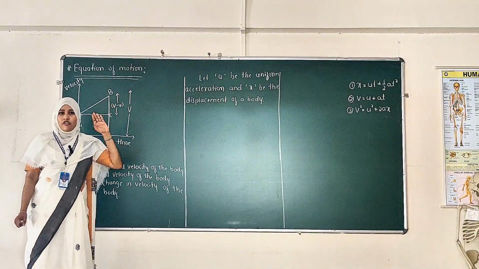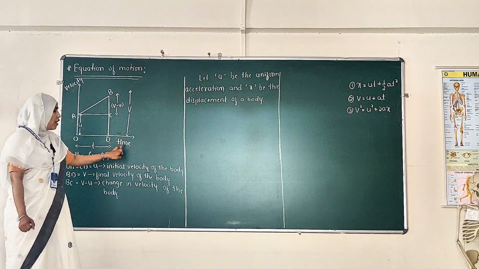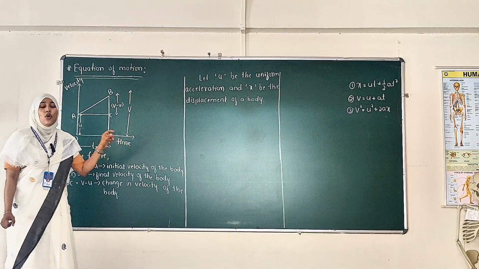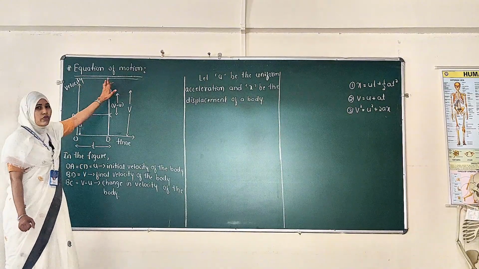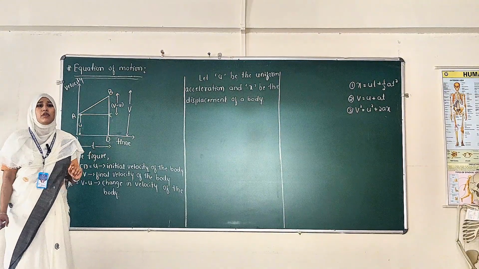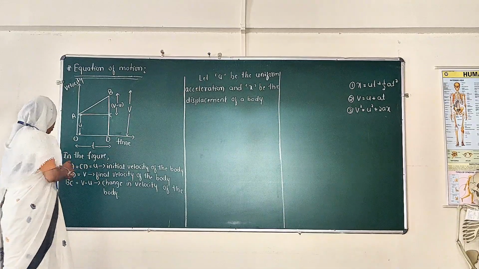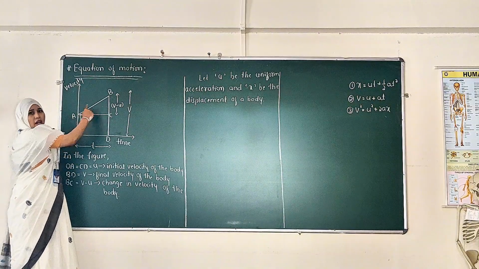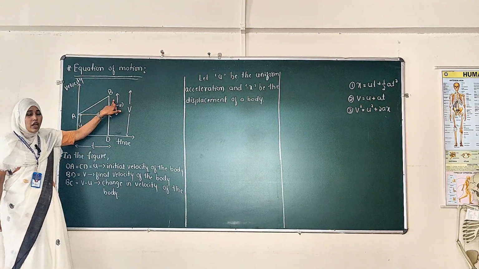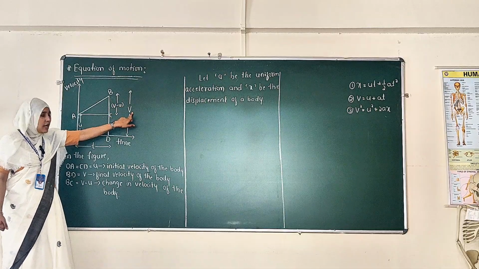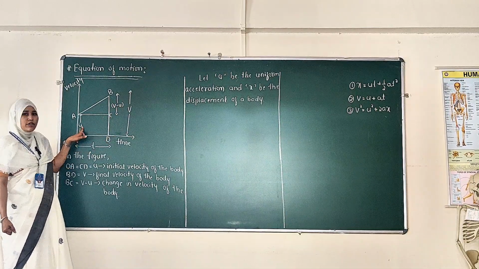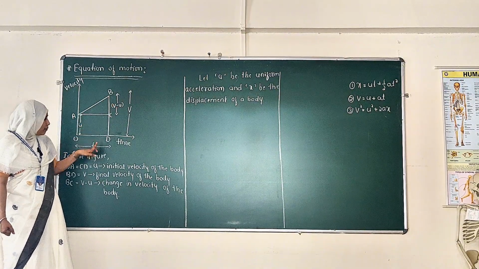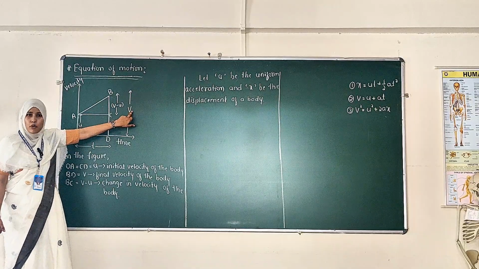Here, to derive the equations of motion, I will take the velocity and time graph. This is the velocity versus time graph, called the VT graph. To derive the equations of motion, I will take the velocity versus time graph for uniform acceleration. Assume that initially the body is moving with the velocity u and it covers the path AB at the final velocity v, at the time t. When it covers the path AB, the time is t and the final velocity of the body is v.